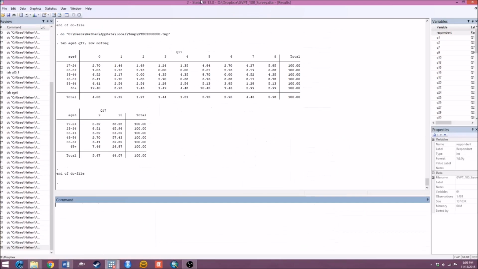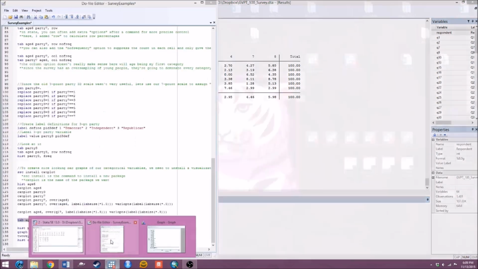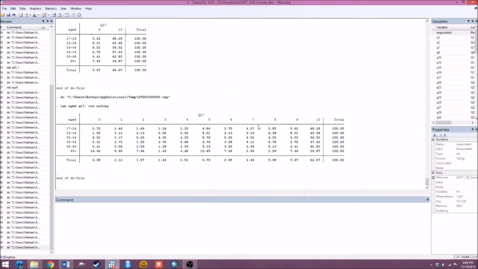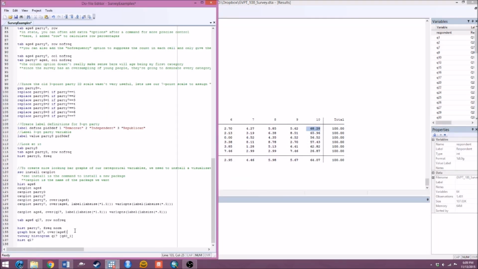So I can get the table on the whole screen here. Okay, so 10 I guess is really supportive, 0 is not supportive at all. And yeah, it does seem like our age works out here. So 19% of people over 65 said they didn't like it, as opposed to 68% of young people said they did. Okay, so I mean that seems pretty useful, right?